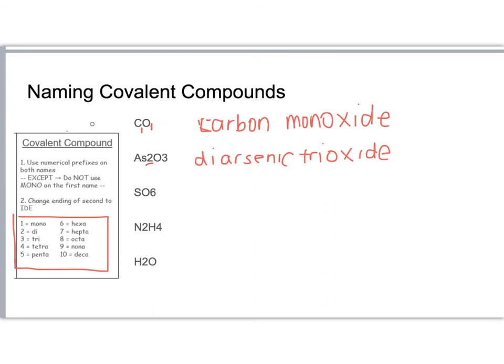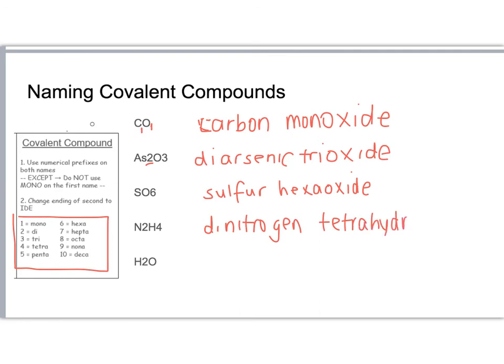In the next example, I have sulfur. Notice I'm not using the prefix mono, even though there's only 1. And then 6 is hexa. And then once again, oxygen turns into oxide. In the next example, we've got 2 nitrogens, so that would be dinitrogen. I have 4 hydrogens. The prefix for 4 is tetra. And then I'm going to drop off the suffix and add ide.